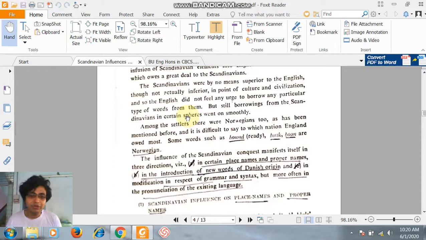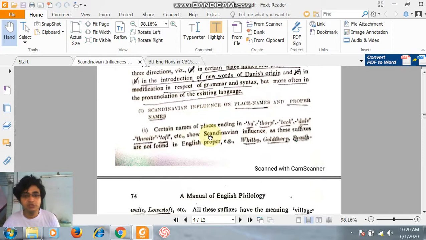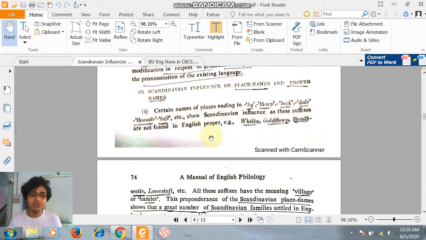So basically the influence of the Scandinavian conquest manifests itself in three directions. First, in certain place names and proper names. প্লেস নেম এবং প্রপার নেমে সব থেকে বেশি ইনফ্লুয়েন্স দেখা যায় স্ক্যান্ডিনেভিয়ানে. সেকেন্ড, in the introduction of the new words of the Danish origin, words those who are Danish origin, and third, in the modification in respect of the grammar and the syntax, sometimes গ্রামার এবং সিনট্যাক্সে ইনফ্লুয়েন্স হিসেবে. So let us begin with the Scandinavian influence of the place names.